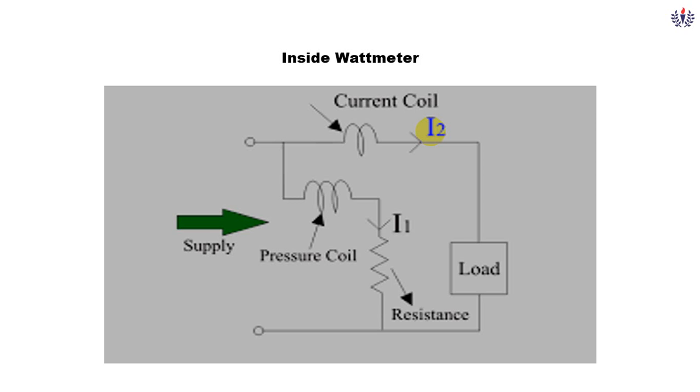One more point to be noted is the current coil has less number of turns and it is thick in nature, that is, the area is more, whereas the pressure coil is thin, and the number of turns will be more, to measure the voltage. So this is the actual circuit of a watt meter. This will be inside the watt meter.